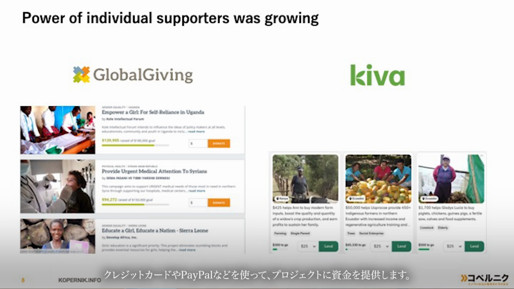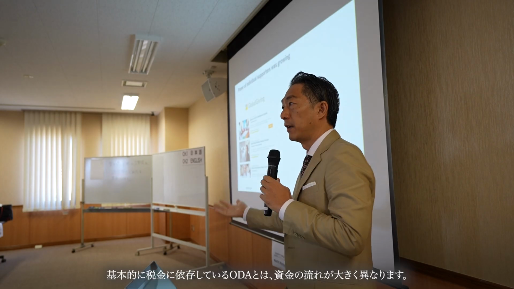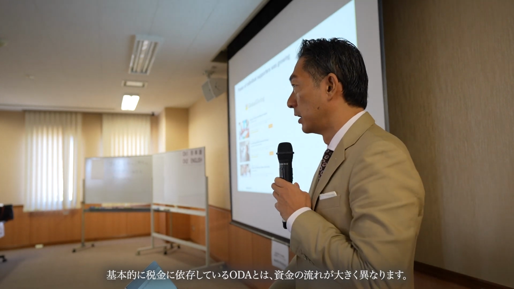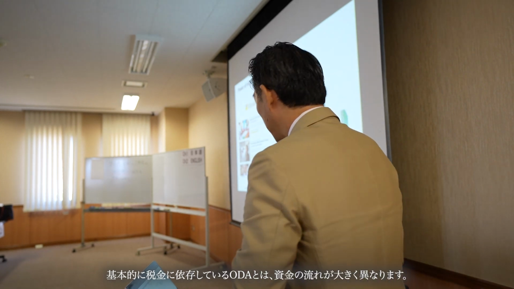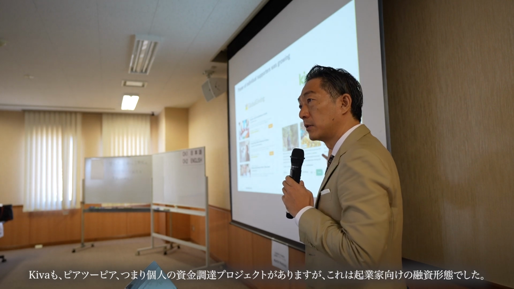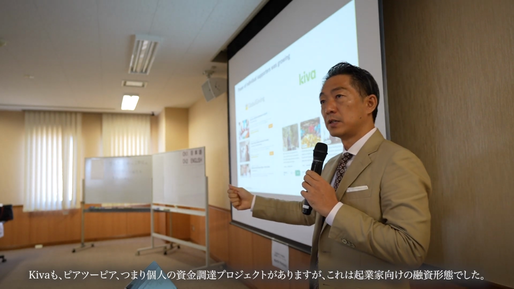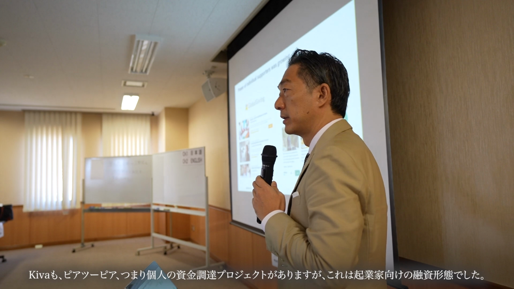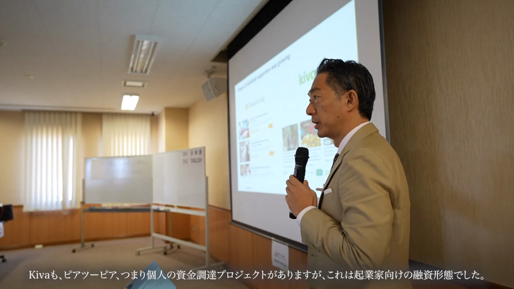They use credit card and PayPal, etc., and then fund projects. It's a very different way of fund flows compared to the ODA, which is basically dependent on the taxpayers' money. And Kiva, again, they're also peer-to-peer, so individuals funding projects, but this was lending for entrepreneurs.